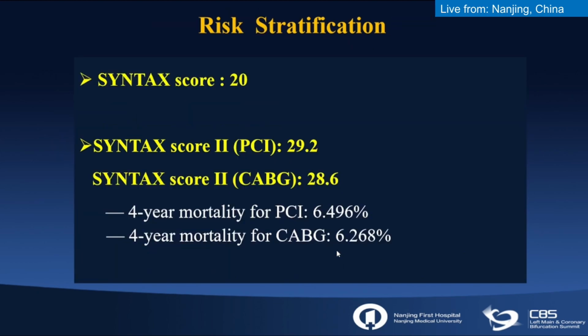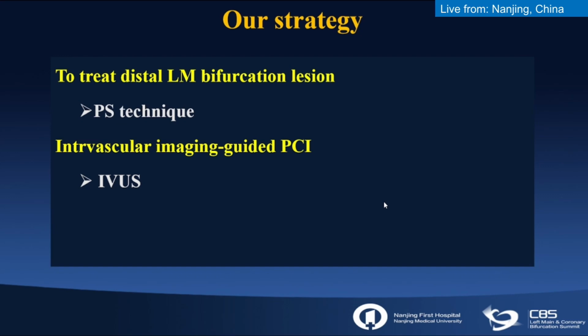Next. In addition, we use the SYNTAX score to evaluate the patient's risk stratification. We see the SYNTAX score is not very high, and PCI and CABG are almost equivalent for this patient. According to the patient's wishes, we eventually chose PCI to treat this patient. Next. Our strategy is according to the definition criteria and the DEFINITION trial result created by Xiaoliang Chen. We choose the DK crush technique to treat the patient under imaging guidance. That's all. Thank you very much.